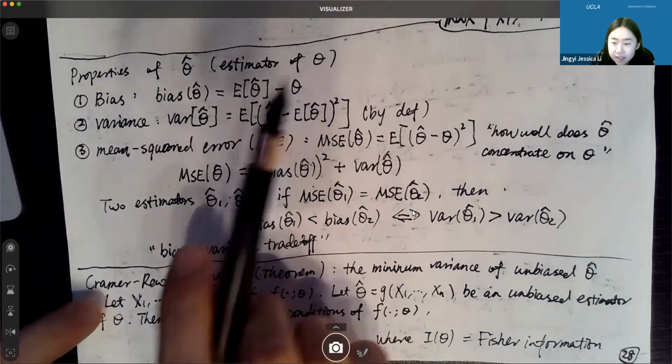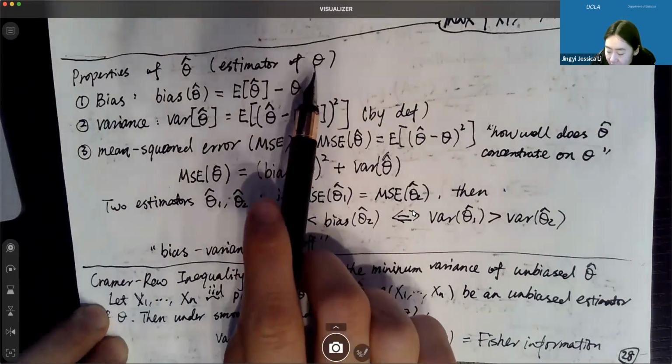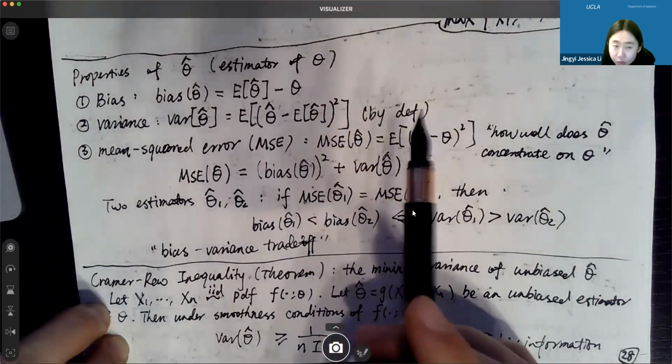So in all this class, we specify a distribution by parameters, right? For example, for the normal distribution, we specify it by mu and sigma square. For Poisson distribution, we specify it by lambda. For exponential distribution, we specify by lambda, etc. So these are the parameters that specify the distribution of a random variable.